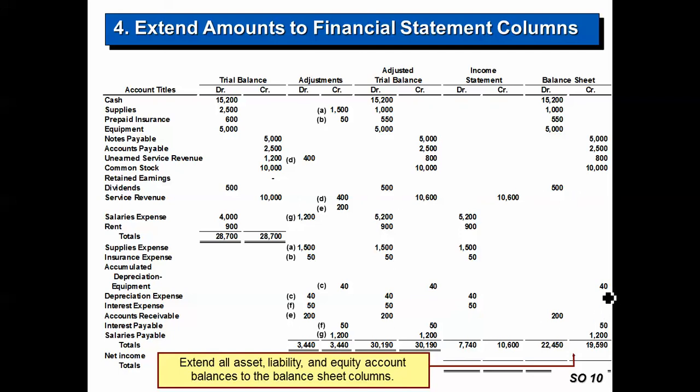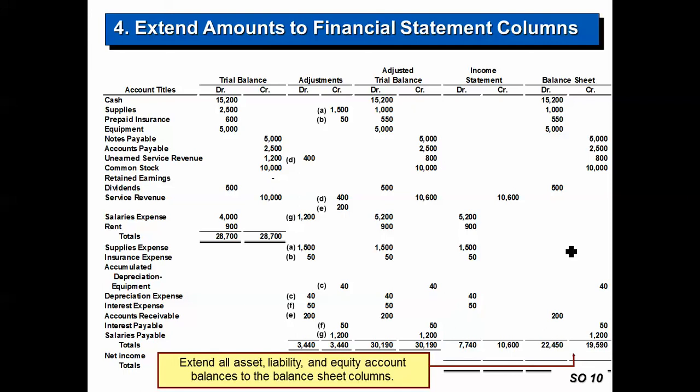Down here, accumulated depreciation was a credit in the adjusted trial balance. It is a credit in the balance sheet. Accounts receivable was a debit in the adjusted trial balance. It's a debit in the balance sheet. Interest payable and salaries payable are moved over. So you check each one of these off, make sure you don't miss an account. Now we total up the debits and the credits, and they don't balance either.